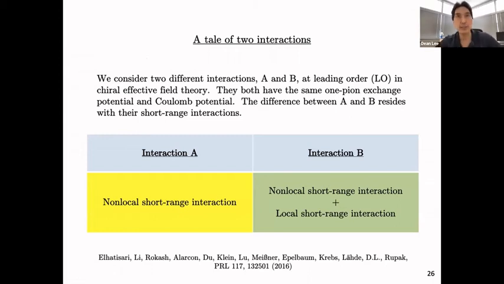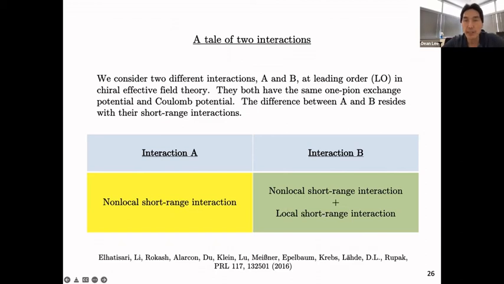So to address this, we took a look at two different interactions at leading order in chiral effective field theory. To make a long story short, we took these two interactions that had one pion exchange, some short range interaction, and Coulomb potential. The difference between interaction A and B resides in the short range interaction. For interaction A, we took a non-local short range interaction. And for interaction B, we took a non-local plus a local short range interaction.